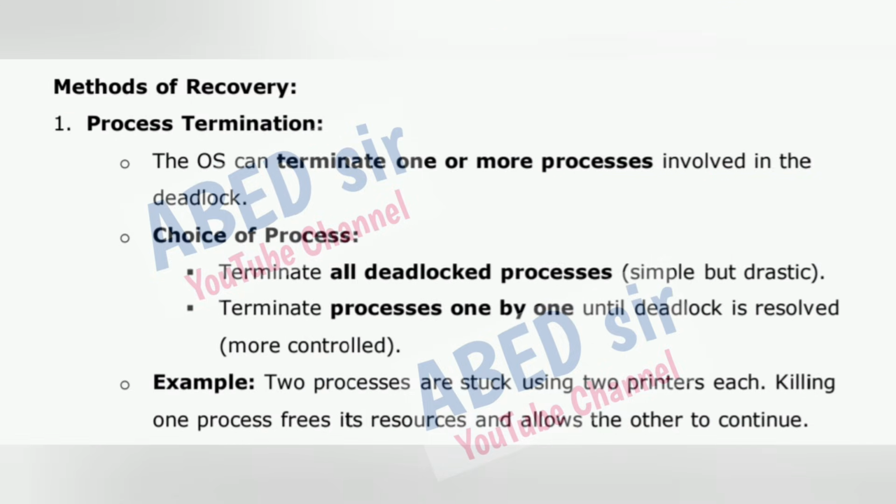Methods of recovery. 1. Process termination. The OS can terminate one or more processes involved in the deadlock. Choice of process. Terminate all deadlocked processes, simple but drastic. Terminate processes one by one until deadlock is resolved, more controlled. Example, 2 processes are stuck using 2 printers each. Killing one process frees its resources and allows the other to continue.